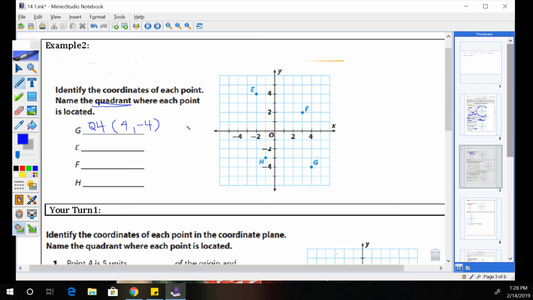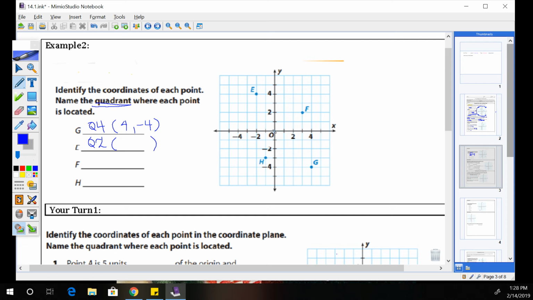That's right. Okay, letter E. Let me have Jeremiah. What quadrant is letter E at? Quadrant 2. And the ordered pair, does anybody know the ordered pair? Thank you for raising your hand, Jareli. So E is in quadrant 2.